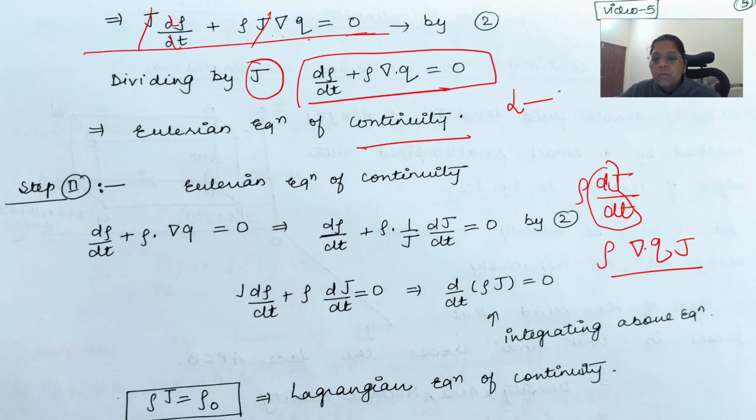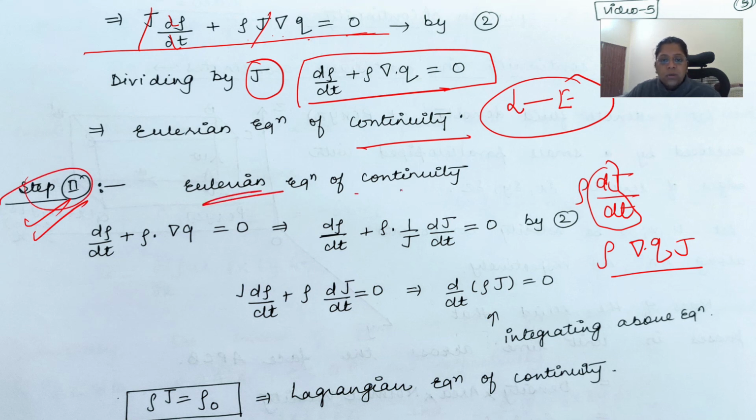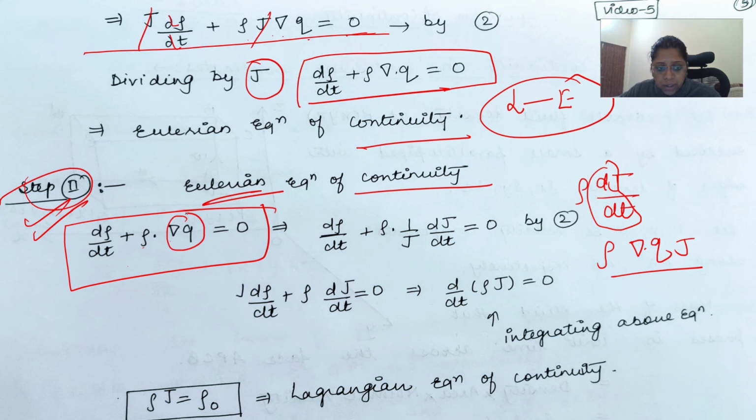So we have started from Lagrangian and we obtained the Eulerian equation. The same we will do in step number 2. We will start with the Eulerian equation. The Eulerian equation of continuity is d rho by dt plus rho del dot q equal to 0. This is the Eulerian equation of continuity. Now we can write d rho by dt plus rho times 1 upon J dJ by dt, since del dot q can be written as 1 upon J dJ by dt. This we have just now done, by using equation 2, equal to 0.